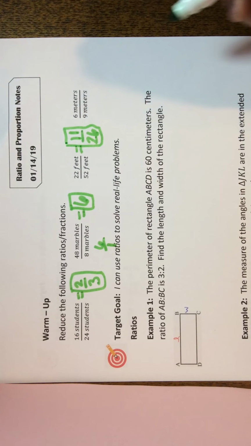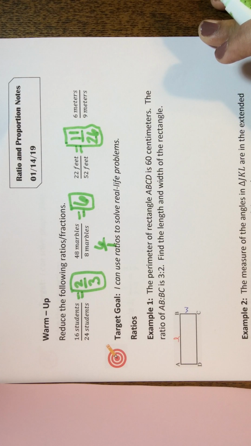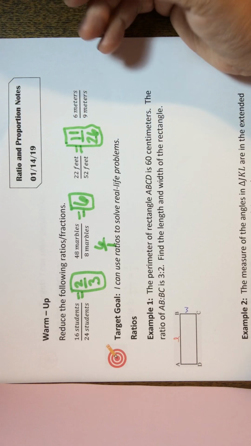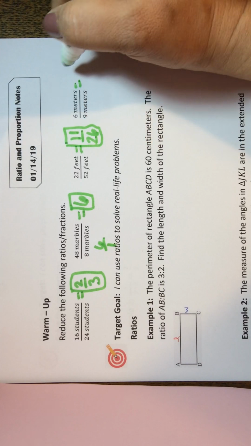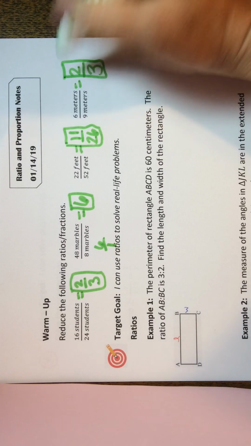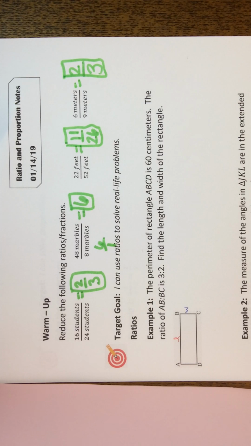This is just review from reducing fractions. 6 over 9, both of these can be divided by 3. So 3 goes into 6 2. 3 goes into 9 3 times. And you have 2/3. So today, we're going to have 2 target goals.